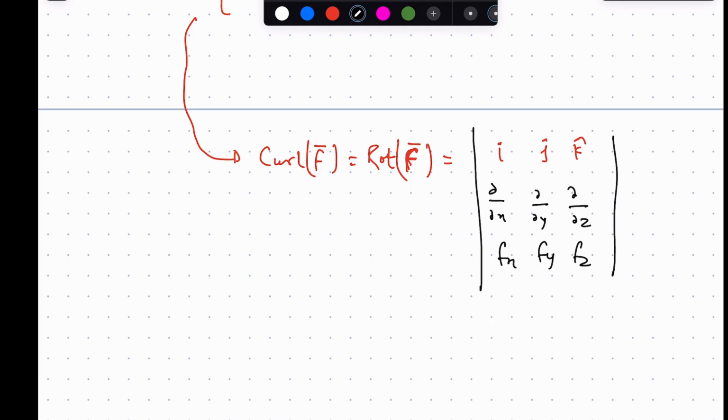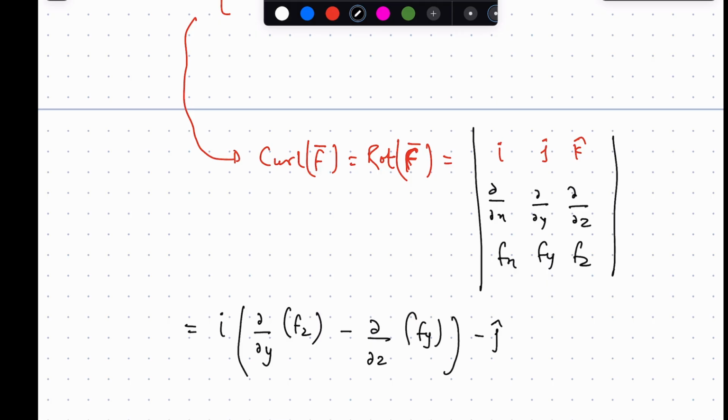Okay, so let's understand how you will do it here. You will take i. When you take this i, the first row, first column you will not use, and then you will write it as dou by dou y of Fz minus dou by dou z of Fy. Okay, then minus j cap, and then you will say dou by dou x of Fz minus dou by dou z of Fx.